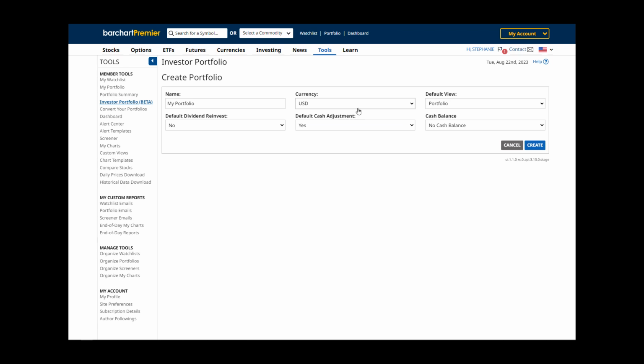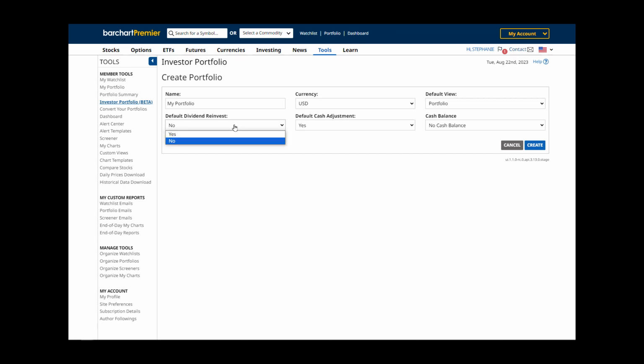The next option is Default View. The view determines which data points to overlay on your page when you are viewing your portfolio holdings. In another video, I'll talk about how to create data points using custom views.